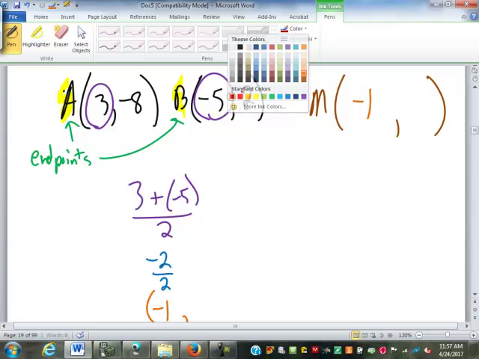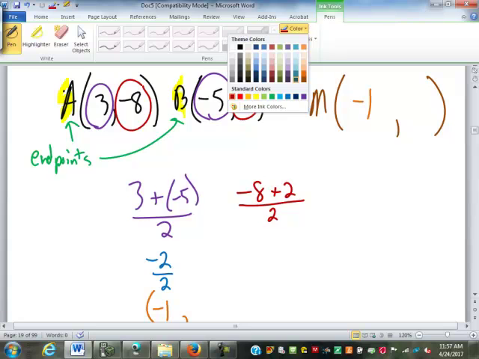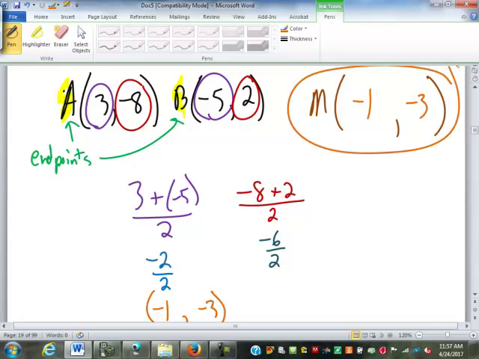For the y-coordinate, I take my y-coordinates here, -8 and 2, and I add them together. So -8 plus 2 divided by 2. -8 plus 2 is -6 divided by 2. -6 divided by 2 is -3. So the midpoint is -1, -3.